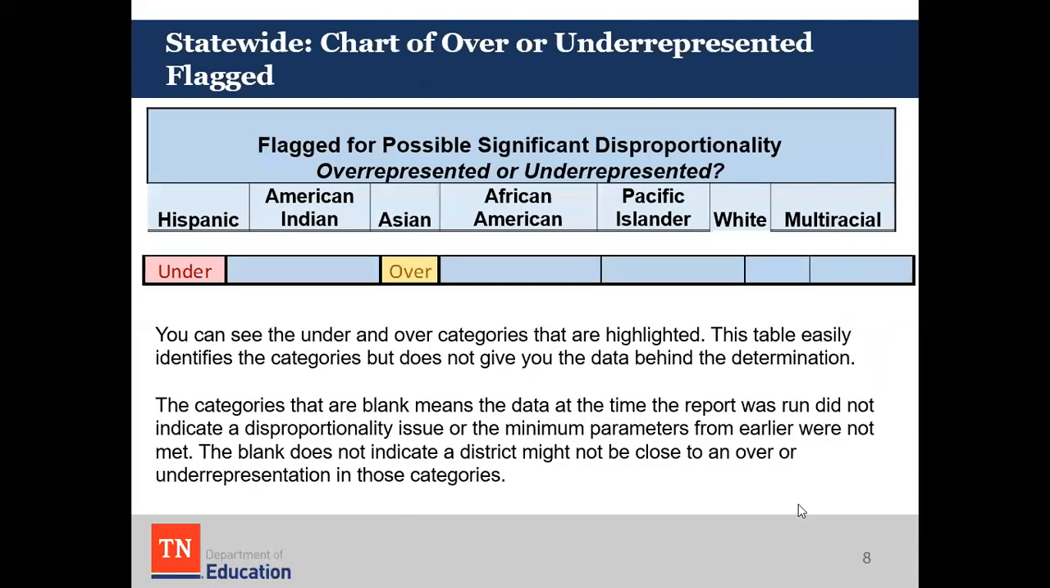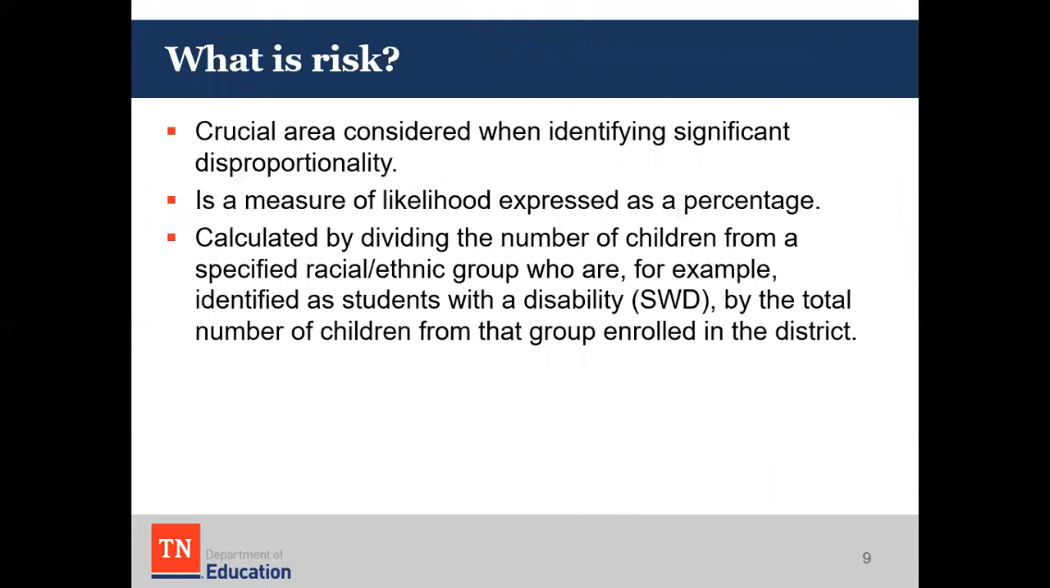So the statewide chart for over and under represented that were flagged. These were the ones that were flagged for possible significant disproportionality. You can see the under and over categories that are highlighted. This table easily identifies the categories but does not give you the data behind the determination. The categories that are blank means the data at the time of the report was run did not indicate a disproportionality issue, or the minimum parameters from earlier were not met. The blank does not indicate a district might not be close to an over or underrepresentation in those categories.